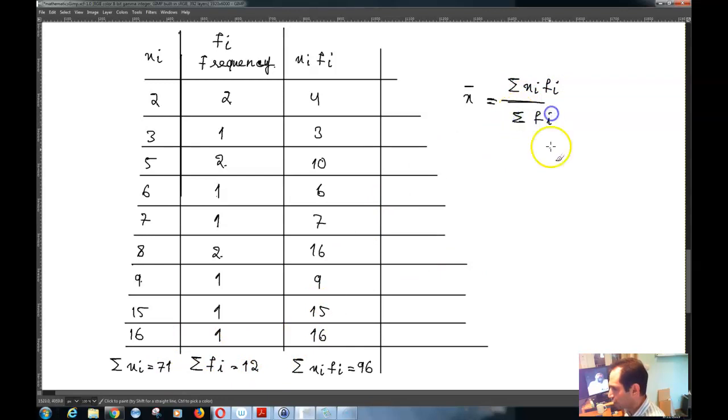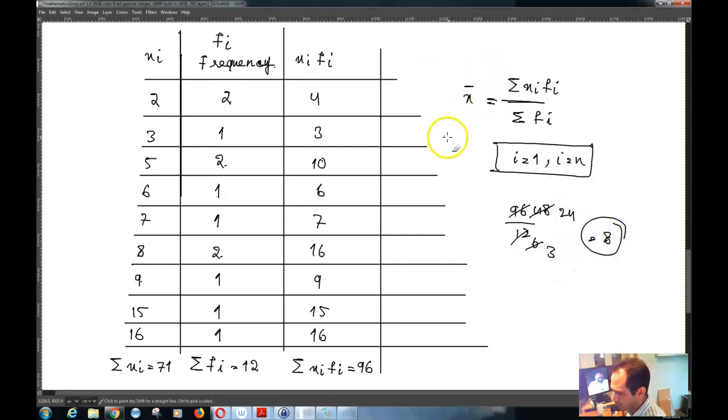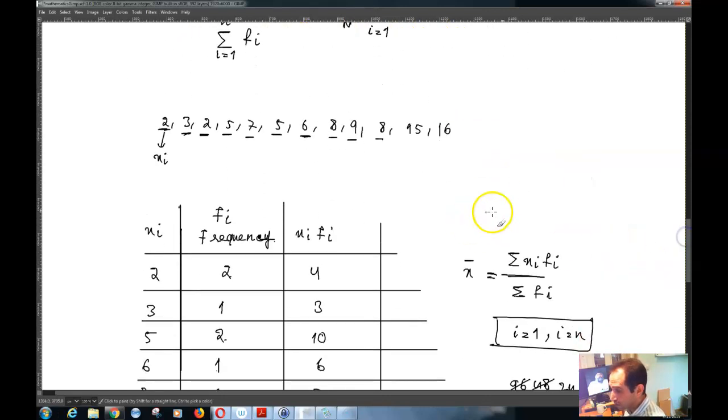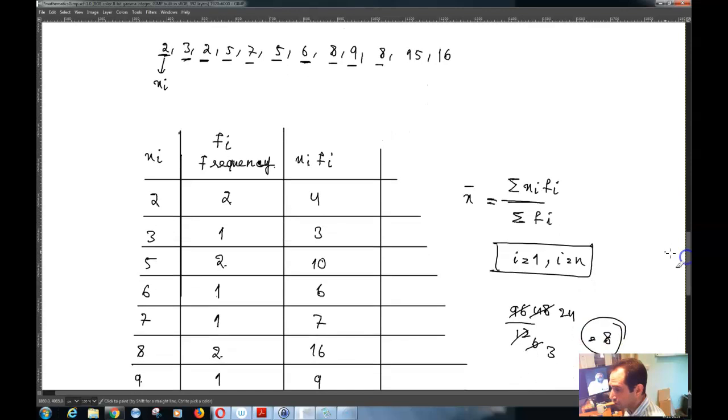Sigma f of i, of course, as i goes from 1 to n, for example, with this condition. So that would be 96 divided by 12, which is something like 8. So the average of these numbers is supposed to be 8. Now let's try to calculate this directly.